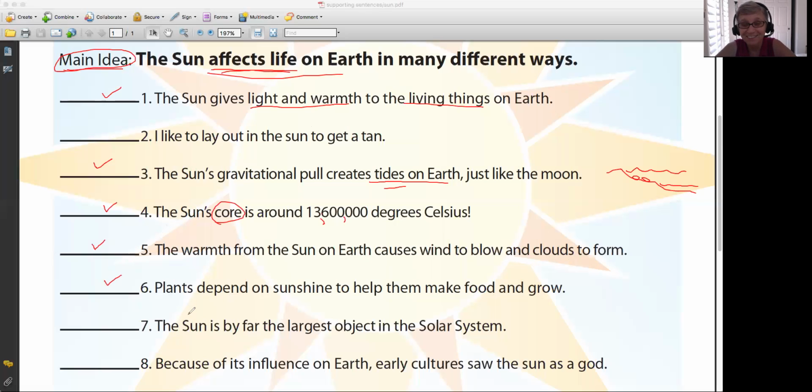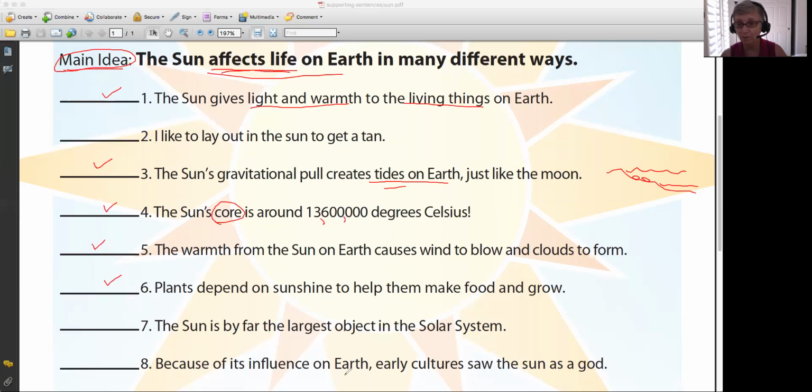Okay, the sun is by far the largest object in the solar system. Does that affect how it affects life on Earth, that it's the largest object in the solar system? What do you think? No. I'm going to agree with you. I think some people would disagree with us because they might say, well, it's so large, it gives off a lot of warmth. But I think it's too indirect. So I'm going to agree with you.